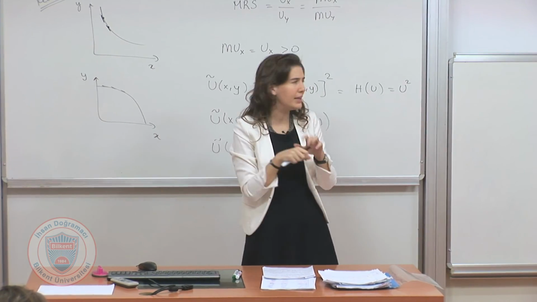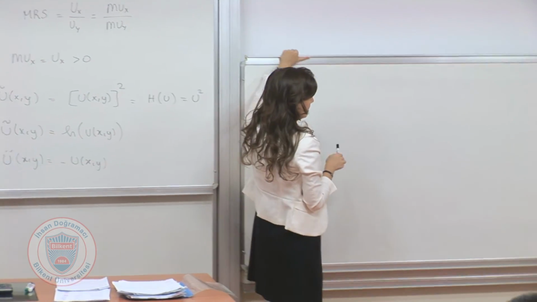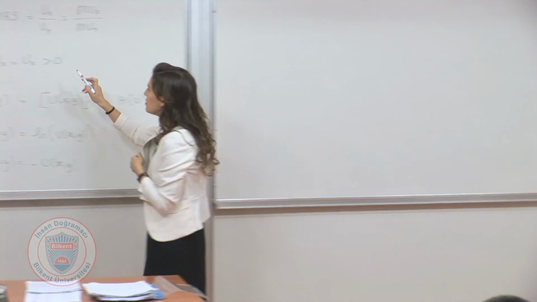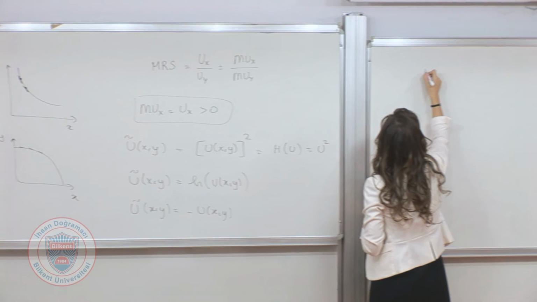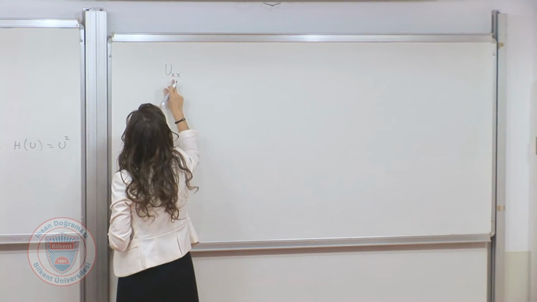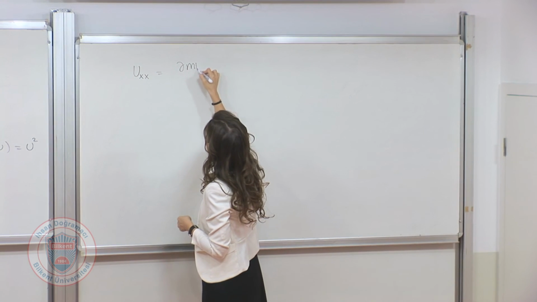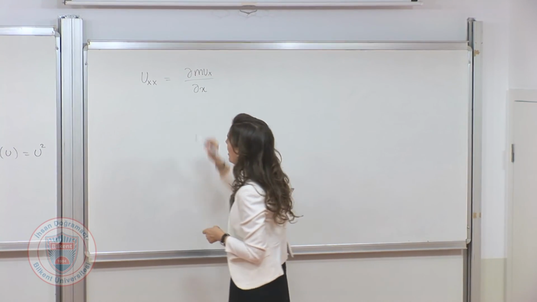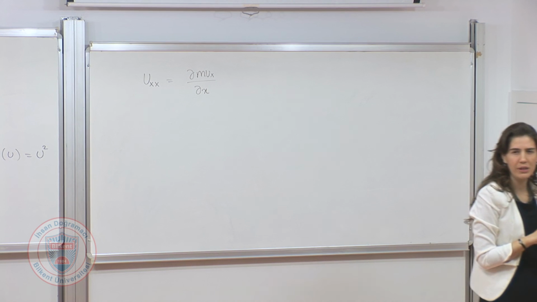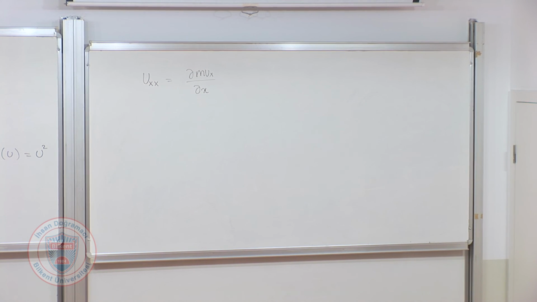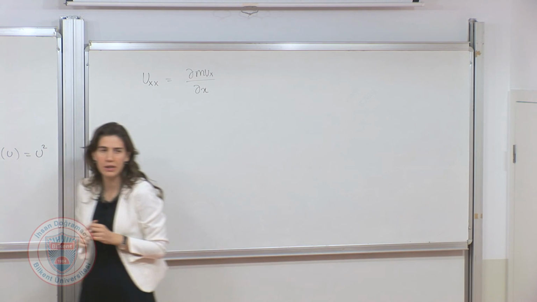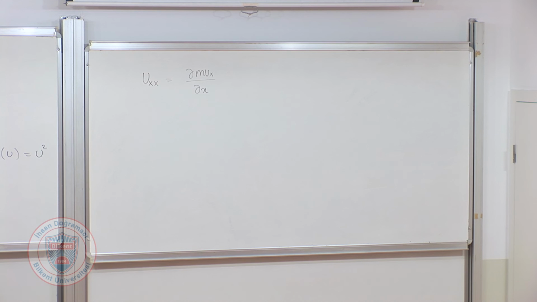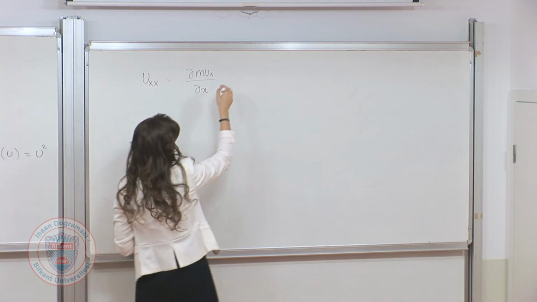And then remember, I actually told you something else. You guys told me that, oh, hocam, this is related to more is better. And then we were discussing something like this, U_xx. What did we say? This is the second derivative of the utility function with respect to x, or it's the derivative of the marginal utility.